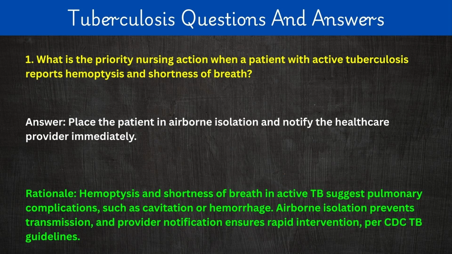1. What is the priority nursing action when a patient with active tuberculosis reports hemoptysis and shortness of breath? Answer. Place the patient in airborne isolation and notify the healthcare provider immediately. Rationale. Hemoptysis and shortness of breath in active TB suggest pulmonary complications, such as cavitation or hemorrhage. Airborne isolation prevents transmission, and provider notification ensures rapid intervention, per CDC TB guidelines.